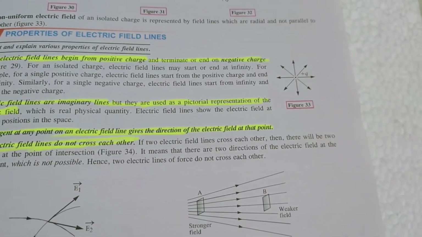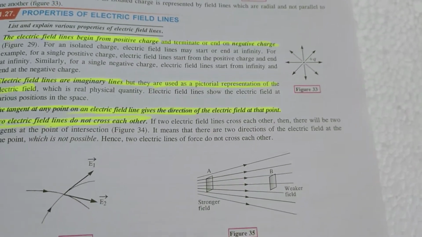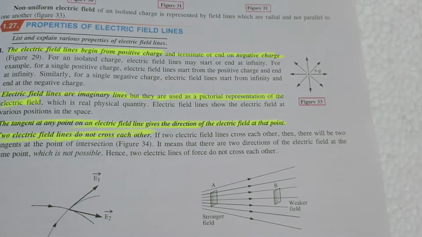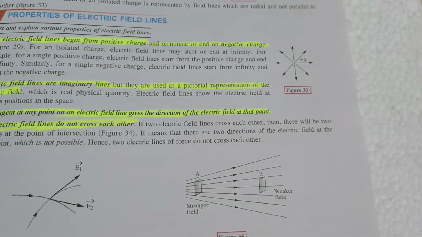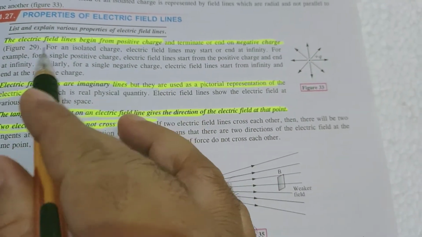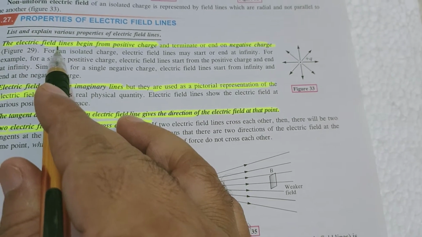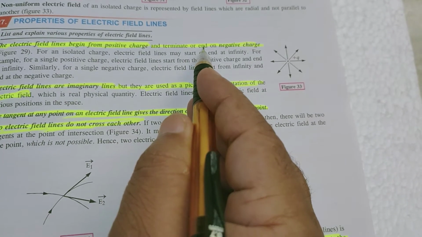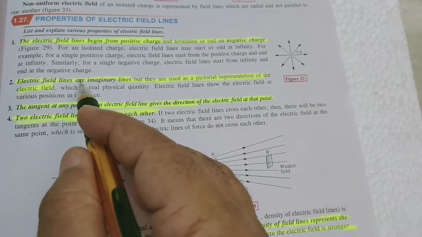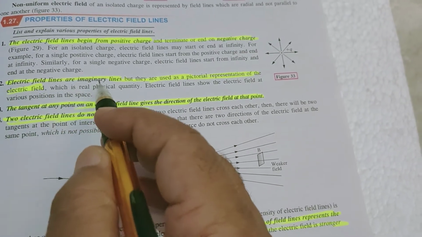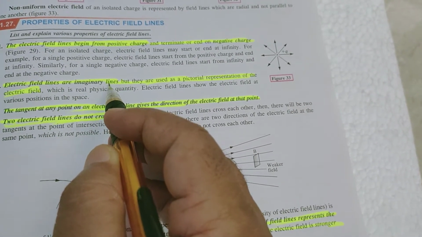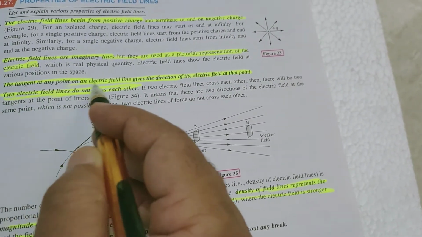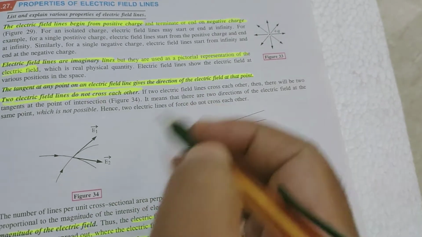After that, I will come to the concept of properties of electric lines of force. I will tell you very few properties, but these are very important. The first one is that electric lines of force always start from positive charge and end up at negative charge. This is the first property, and on the basis of this property I have shown you the diagram of electric lines of force, that they originate from positive charge and end up at negative charge. The second property is that electric field lines are imaginary lines, which I had already discussed.